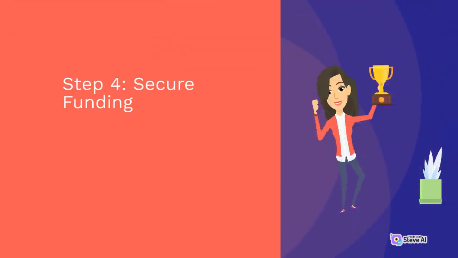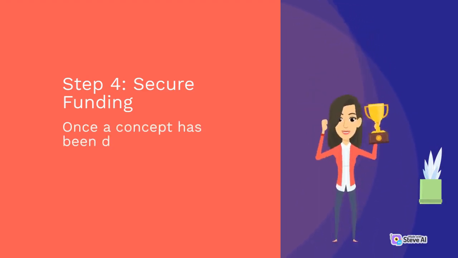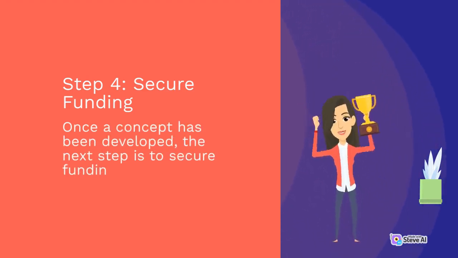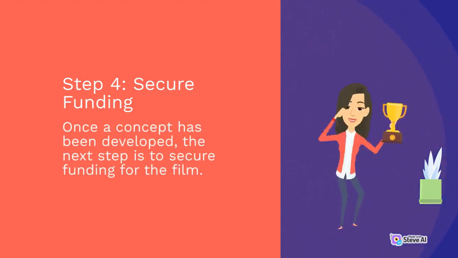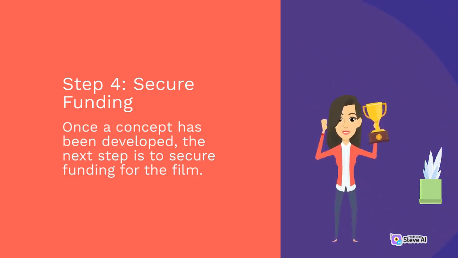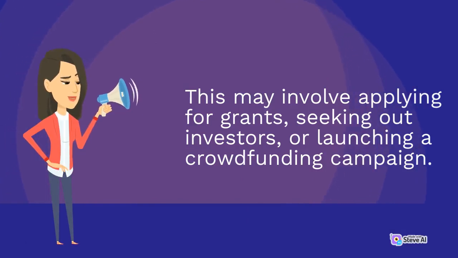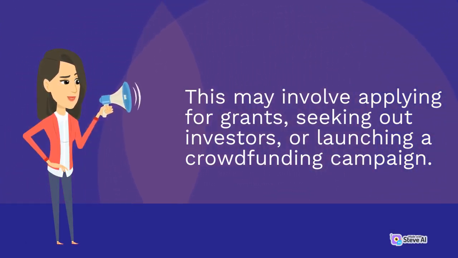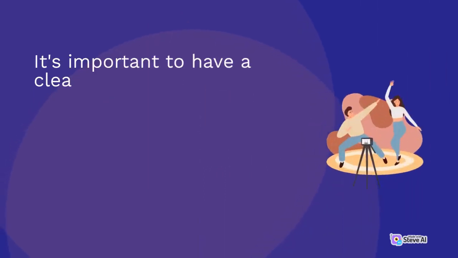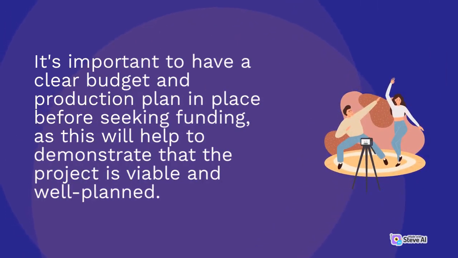Step 4. Secure funding. Once a concept has been developed, the next step is to secure funding for the film. This may involve applying for grants, seeking out investors, or launching a crowdfunding campaign. It's important to have a clear budget and production plan in place before seeking funding, as this will help to demonstrate that the project is viable and well planned.